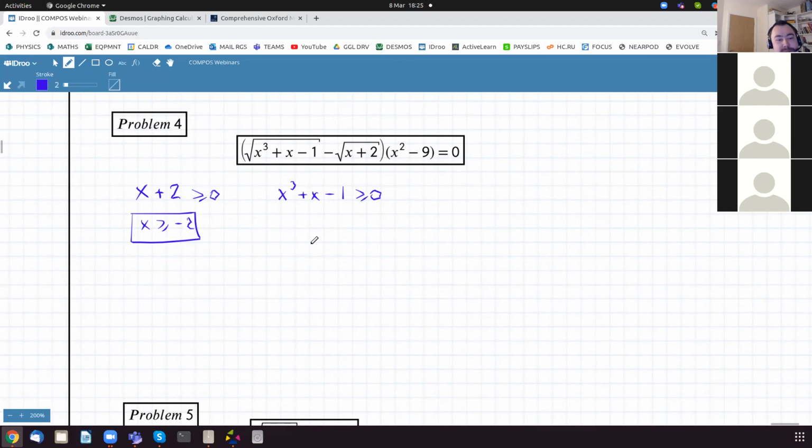Oh, actually, no, I was wrong. I made a mistake here. My initial idea was that x is greater than 2, not minus 2. And in this case, this is positive. I'm not going to solve this, but I just keep this in mind.